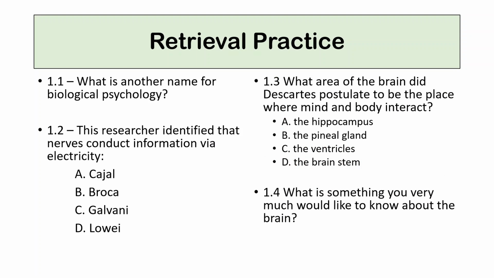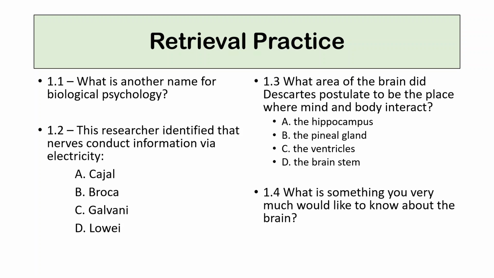Each week, we're going to have a series of what I call retrieval practice questions. They're typically embedded throughout these lectures. I'm posting them here, but here are 4 questions that I would like you to answer, and then submit your answers on Canvas. First, what is another name for biological psychology? We went over a couple of different synonyms. This class is an introduction to biological psychology. Name at least one other name for that.